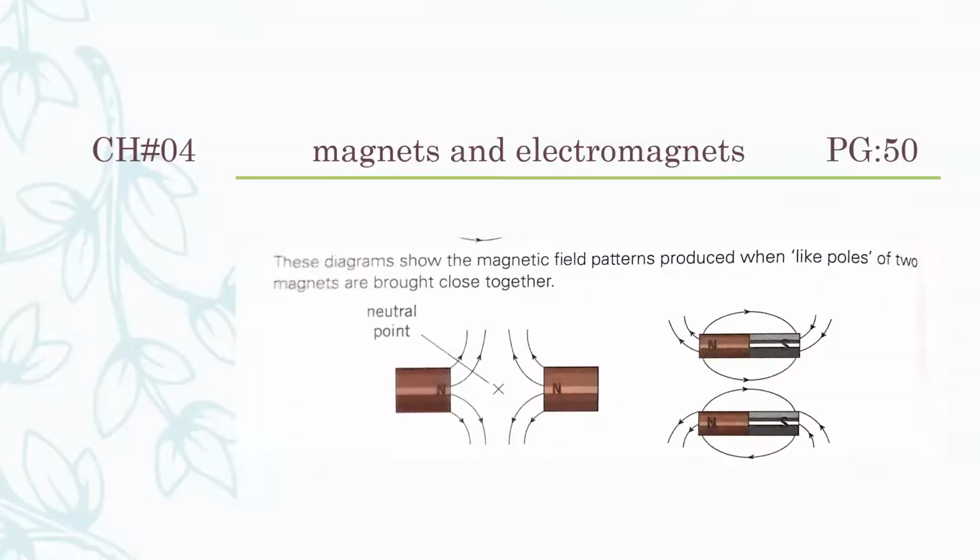This diagram shows the magnetic field pattern produced when like poles of two magnets are brought closer. You can see here that these lines will strike with each other, and as a result, they will resist the two poles from touching each other, or they will move away from each other, because the field lines strike each other, and as a result, they will bounce back the like poles.